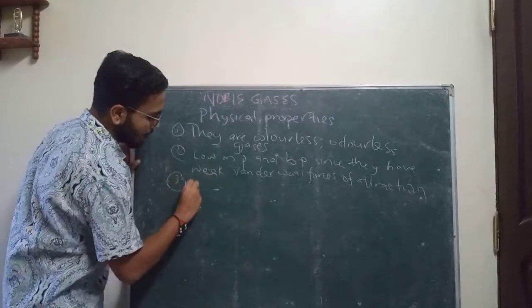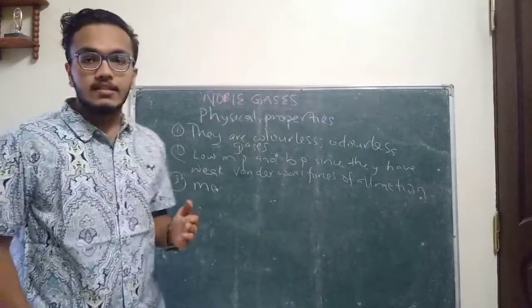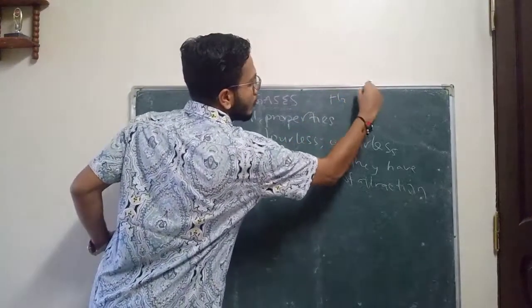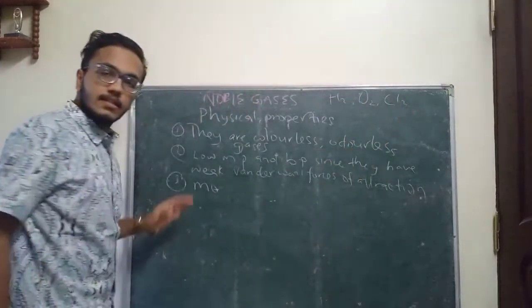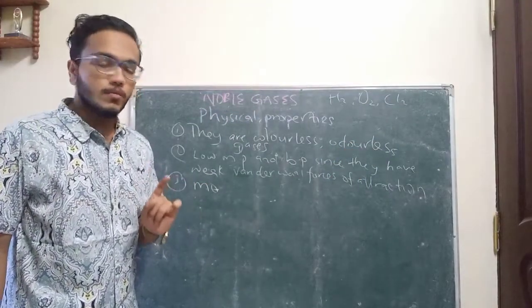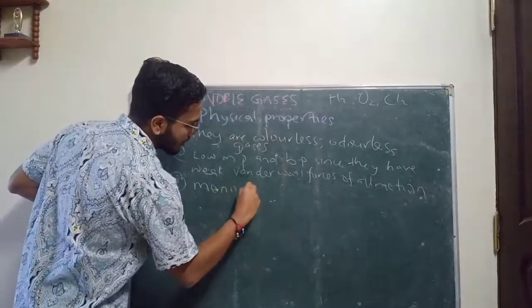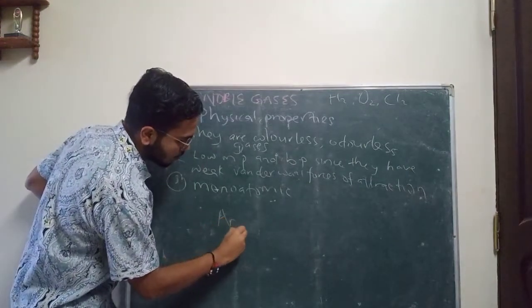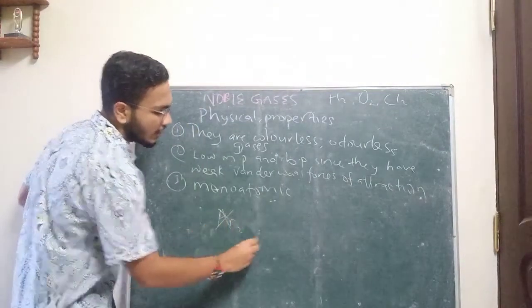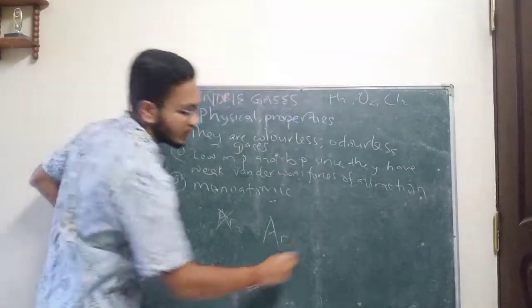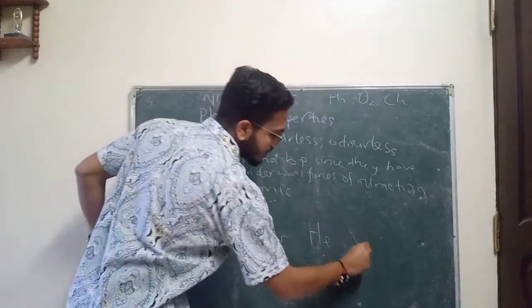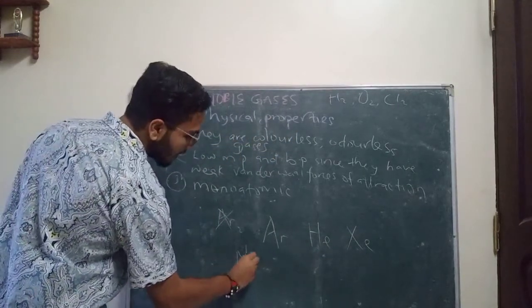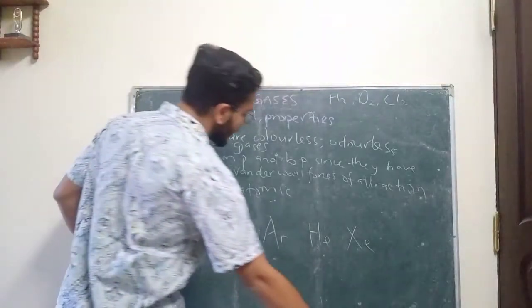So number 3 we have monoatomic. As we saw, the other gases such as chlorine, oxygen, hydrogen are diatomic, hence written as H2, O2, Cl2. But noble gases are monoatomic, they only exist as one atom. So argon is not written as Ar2. No. This is wrong. Argon is just written as Ar. And so is helium, He. Xenon, Xe. Neon, Ne. They are monoatomic, hence written as a single unit.